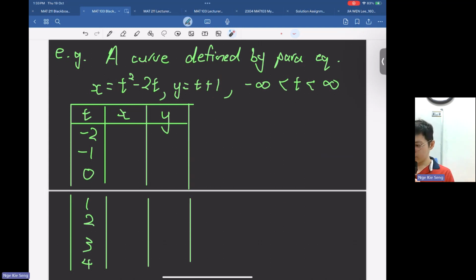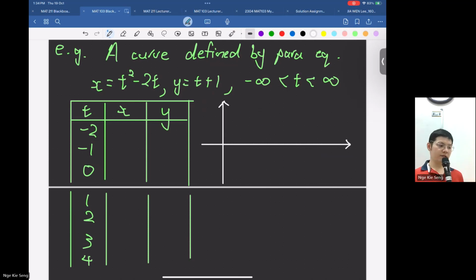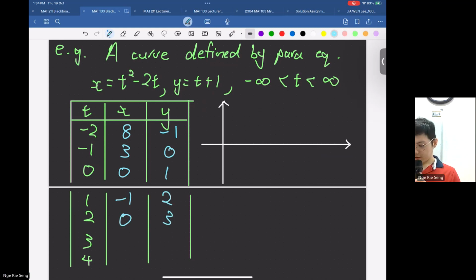You can see if you know what to do with this parametric equation. Okay, Anoita, you finished? Okay, so what's the first pair? And then the second pair? 3, 0, 0, 1, minus 1, 2, 0, 3, 4, 8, 5. Okay, so let's plot these points.